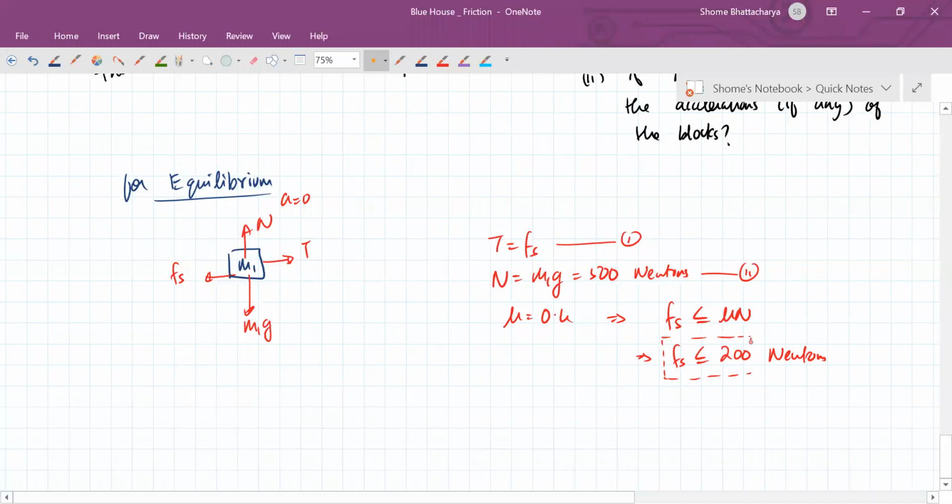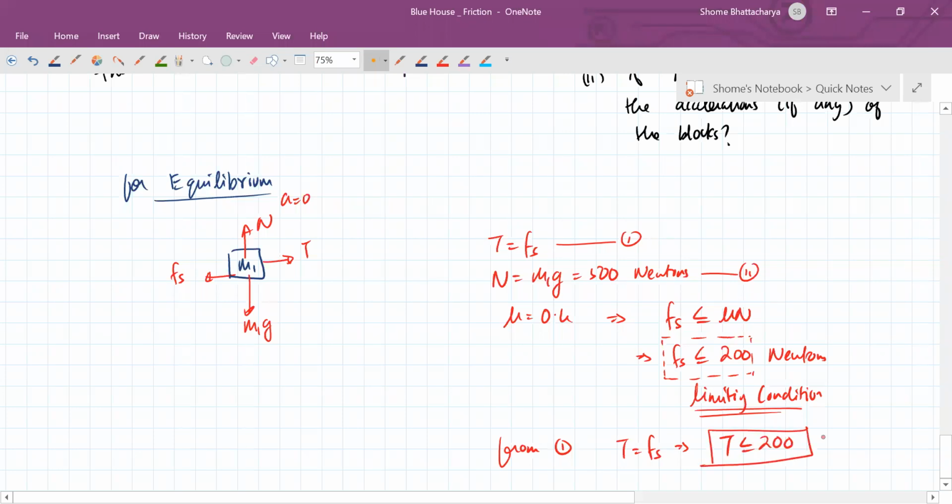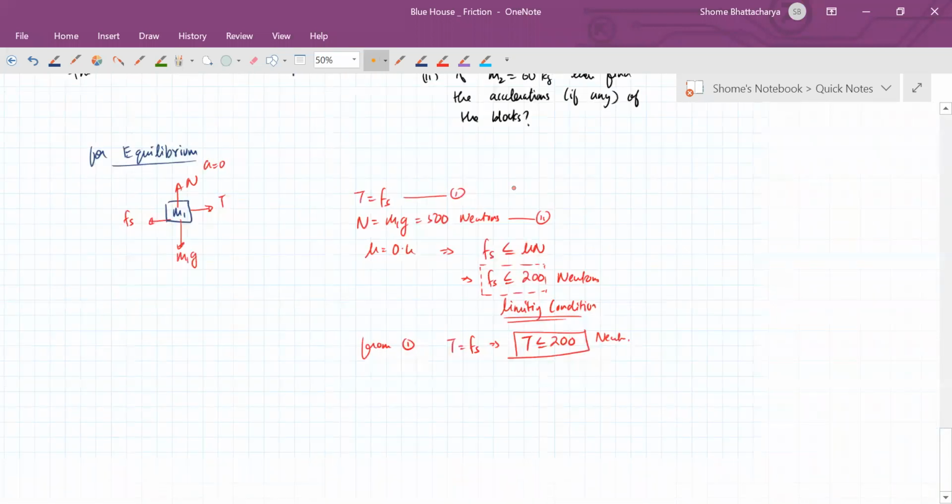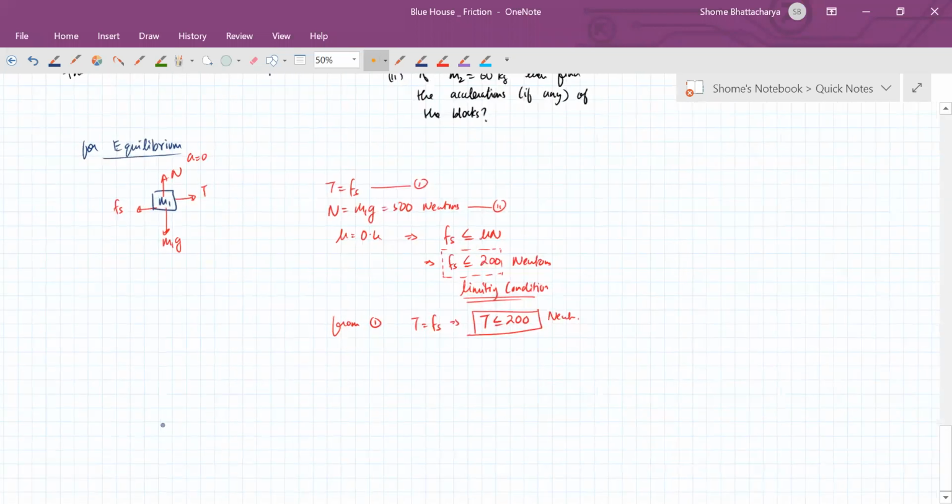So this is the limiting condition. So from equation 1, you can see that tension should not exceed 200 newtons. And for that, we can understand the weight of the other block should not be more than 400 newtons.